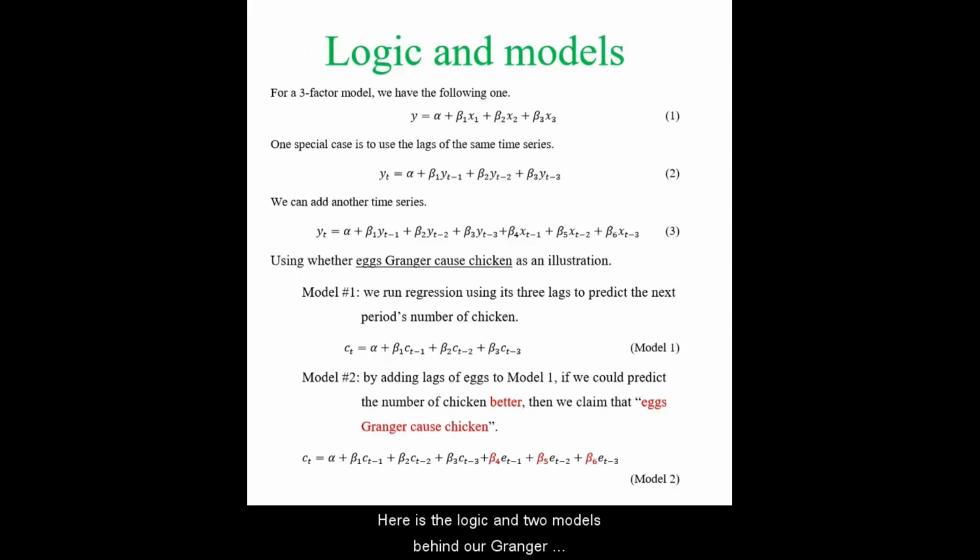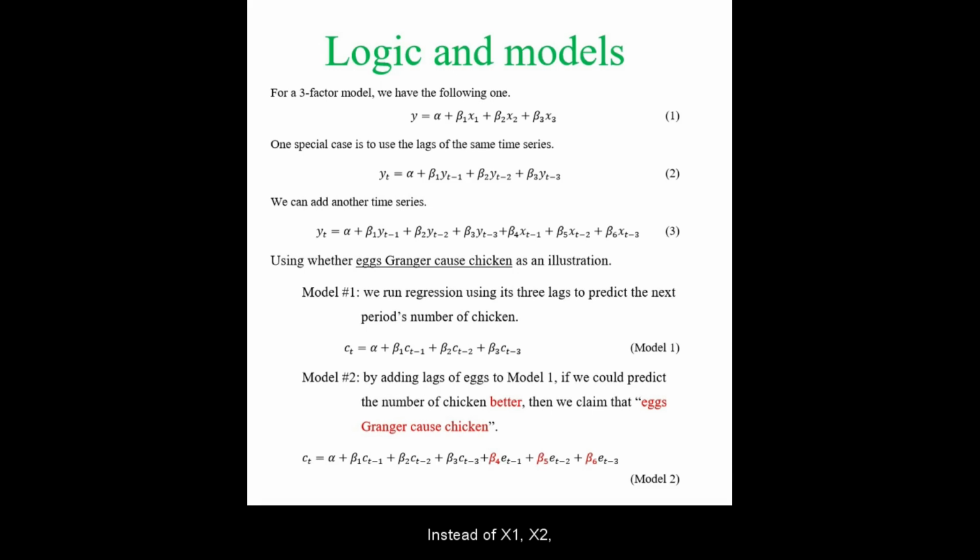Here is the logic and two models behind our Granger causality test. For the 3-factor model, we have equation number 1. Y equals alpha plus beta 1 x1 plus beta 2 x2 plus beta 3 x3. We learned this one already. One special case is to use the lags of the same Y, or dependent variable. So this is equation number 2.